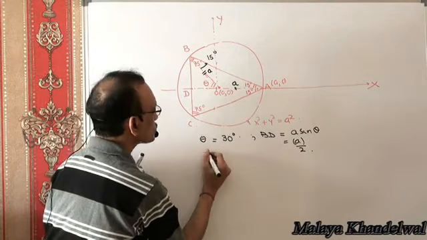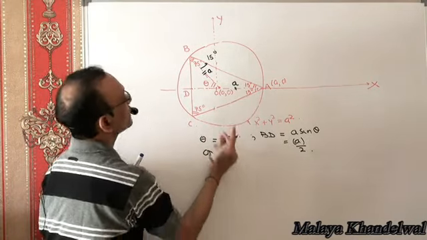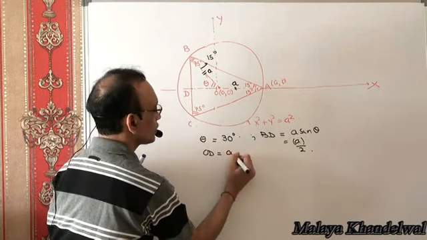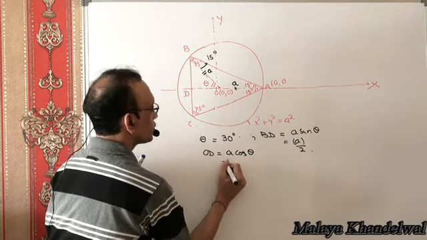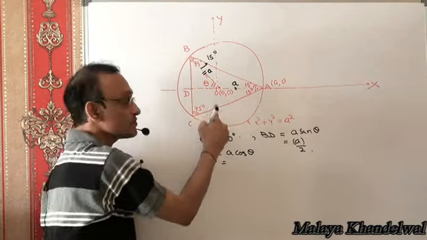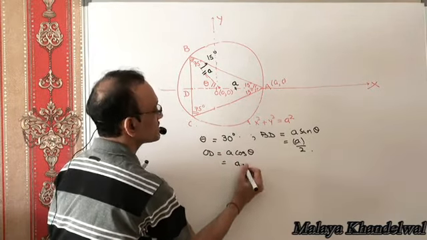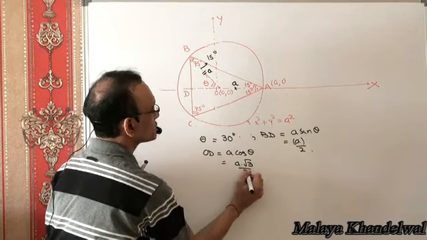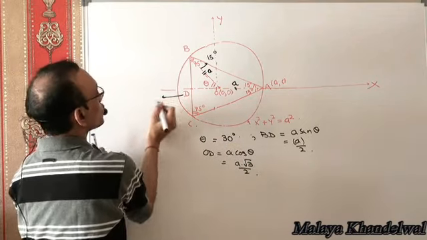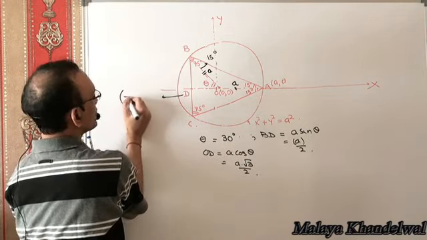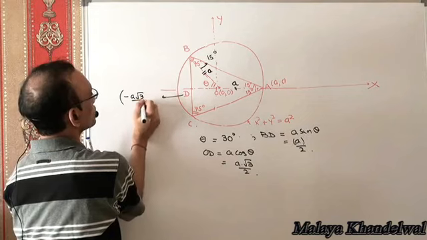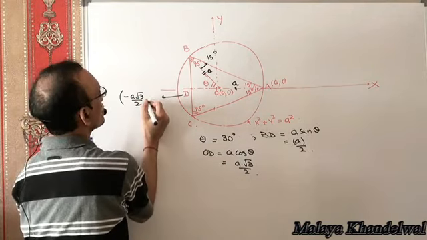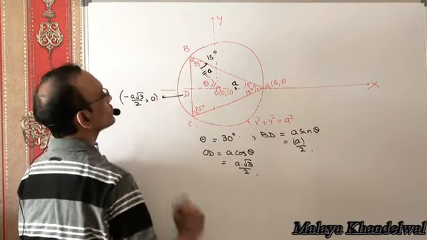Look, what is OD? OD is A cos theta. A cos theta means A cos 30 degrees, which means A root 3 by 2. That's OD. So what is the x coordinate of D? The x coordinate of D is minus A root 3 by 2, because it's to the left of the origin. Minus A root 3 by 2, 0 are the coordinates of D.